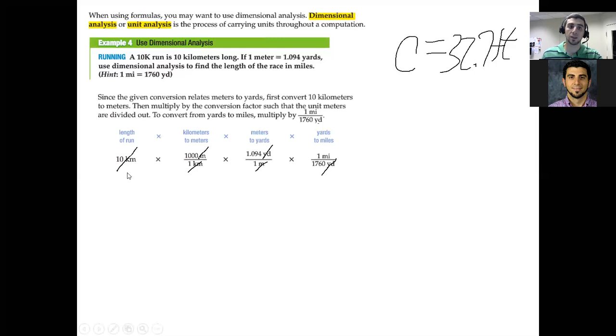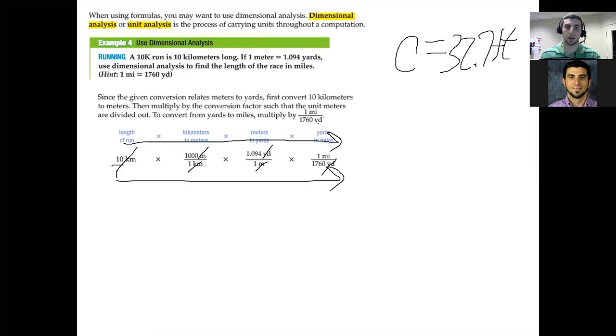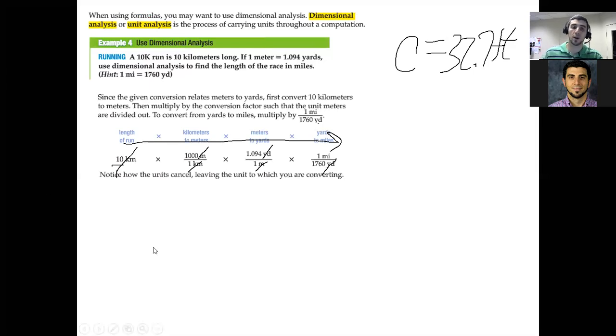And then really, this is just multiplying by fractions. If you put the 10 over 1, maybe you can see that. When you multiply by fractions, you multiply straight across the top and straight across the bottom. Let me get rid of that arrow so you can see. Notice how the units cancel out, leaving the unit which you are converting.